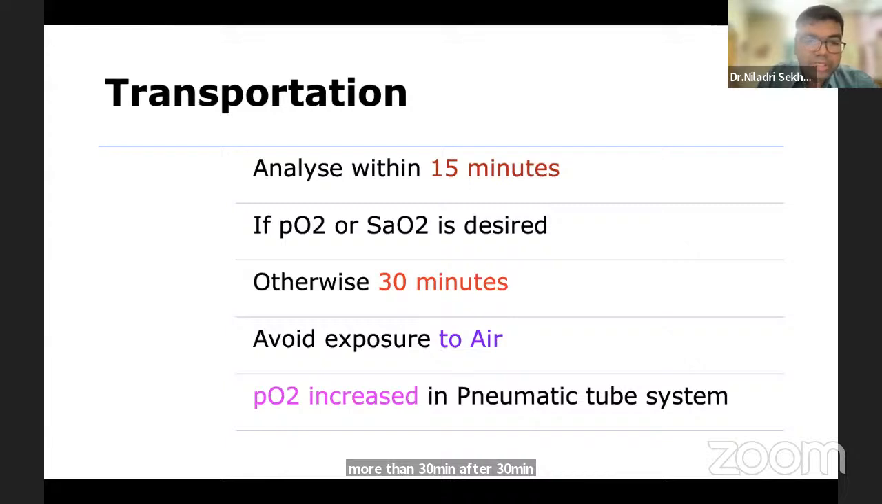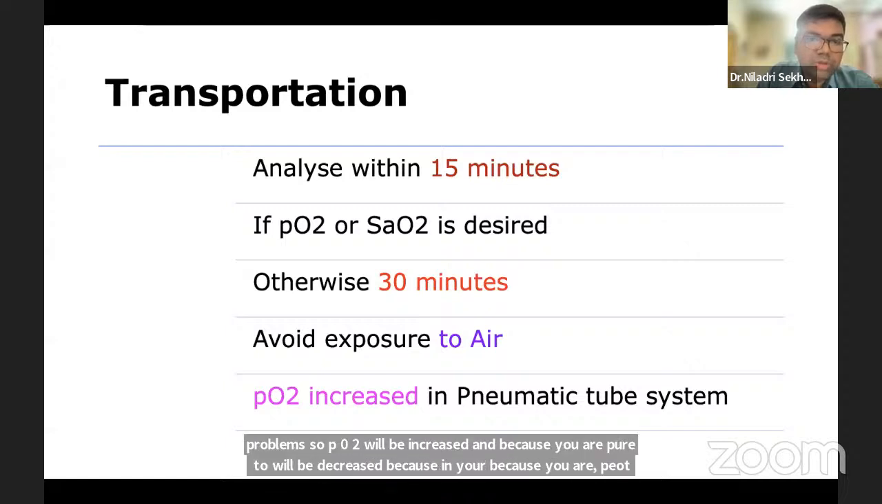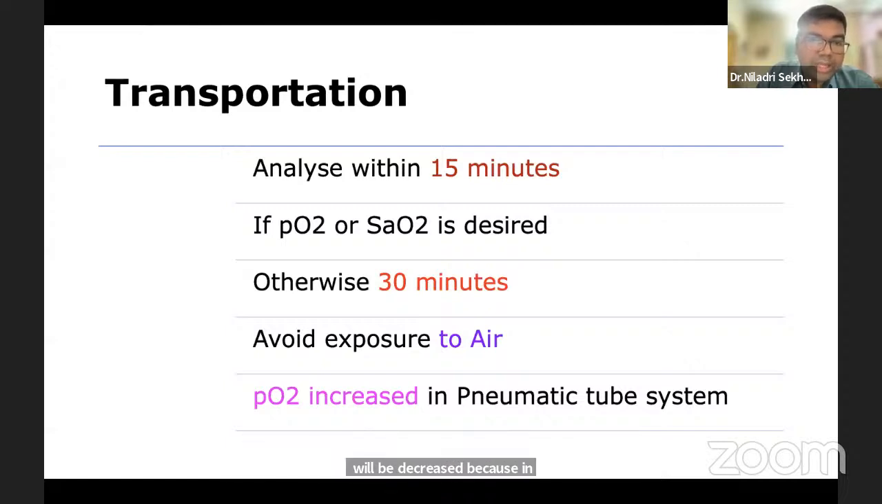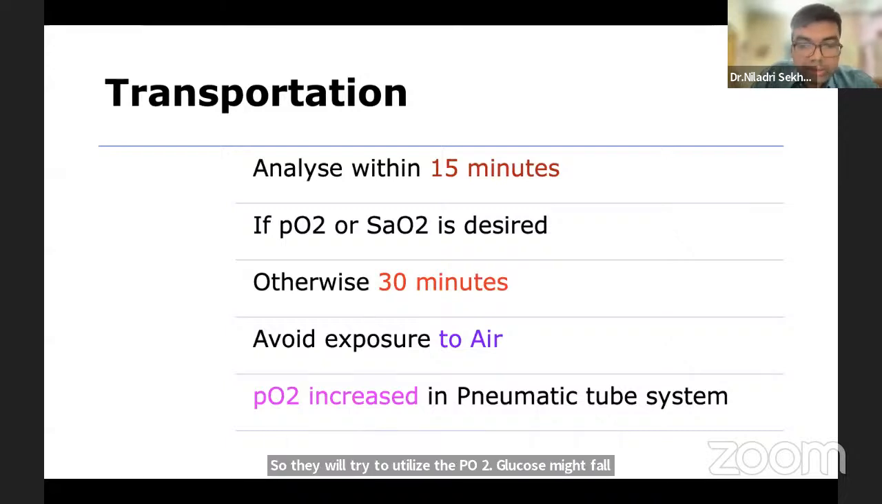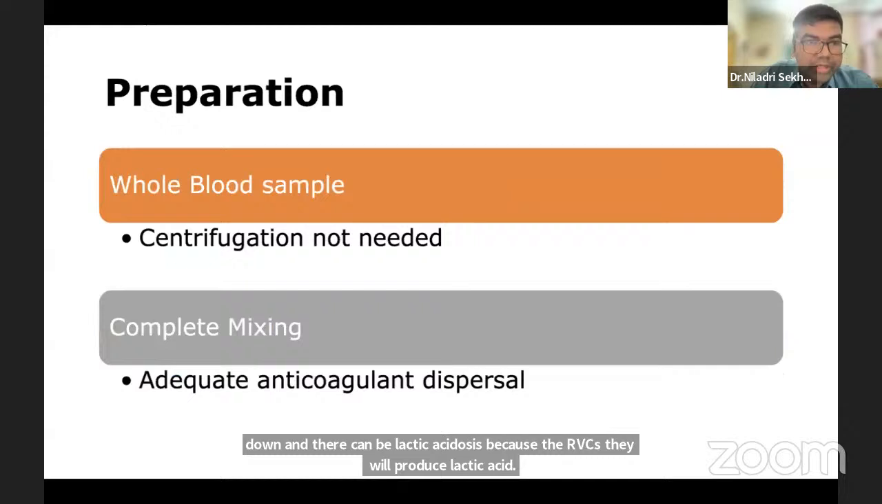Your PO2 will be decreased, because in your blood sample there are already live cells. They will try to utilize the oxygen. Glucose might fall, and there can be lactic acidosis because the RBCs will produce lactic acid. So these are the important things you should know. And I have already told you that you have to avoid exposure to air.